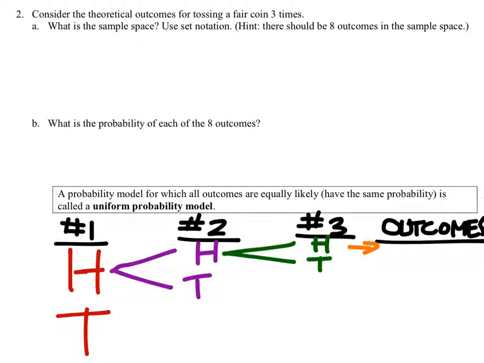So this is just going to trace back, okay? I'm going to look back. I've got heads, heads, and heads. So the outcome is heads, heads, heads. Starting in order from the left heads. So I do the red heads, the purple heads, and then the green heads to give me my outcome right here.